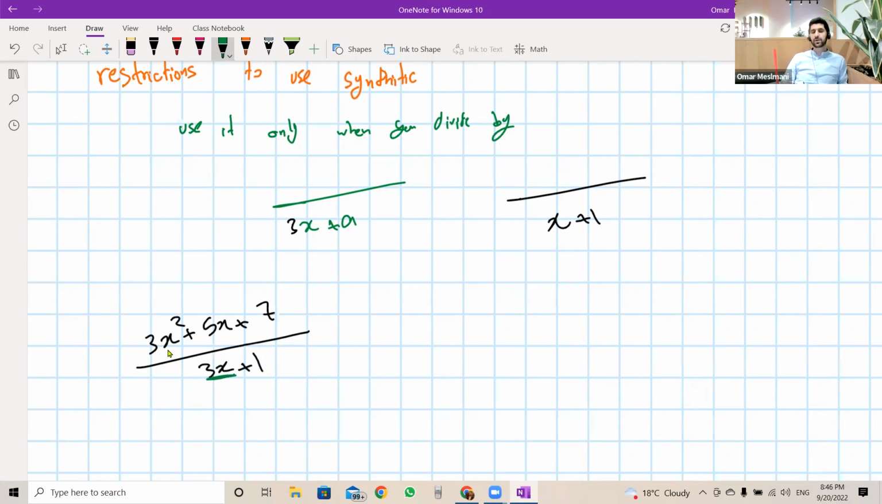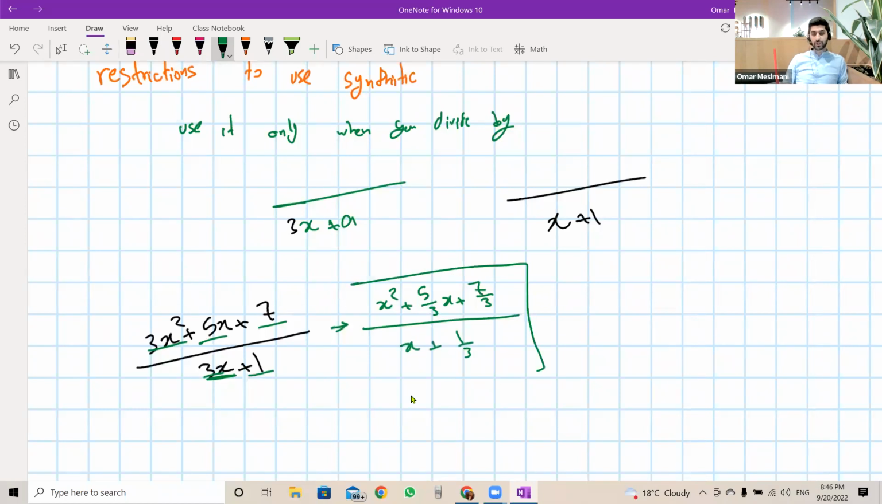So what should I do now? You should divide every term by 3. You can do this also. The question becomes 3 divided by 3, which is x squared, plus 5 over 3 x plus 7 over 3, all divided by 3 divided by 3, which is only x plus 1 over 3. Look how hard the question is if you want to use synthetic with this specific question.